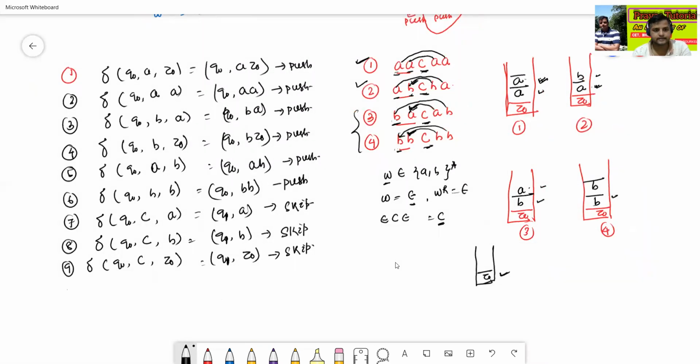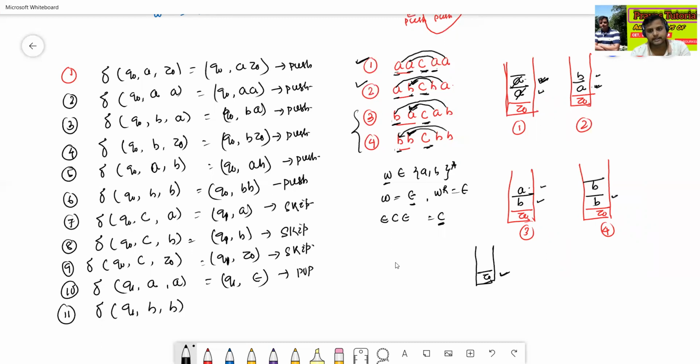Now we'll see the 10th. Delta, now the state is Q1. Read A, top of the stack is A, means Q1 epsilon. Pop A means pop. Now B means B will pop B. Similarly, 11: delta Q1 read B, top of the stack is B, means Q1 epsilon. This is pop.